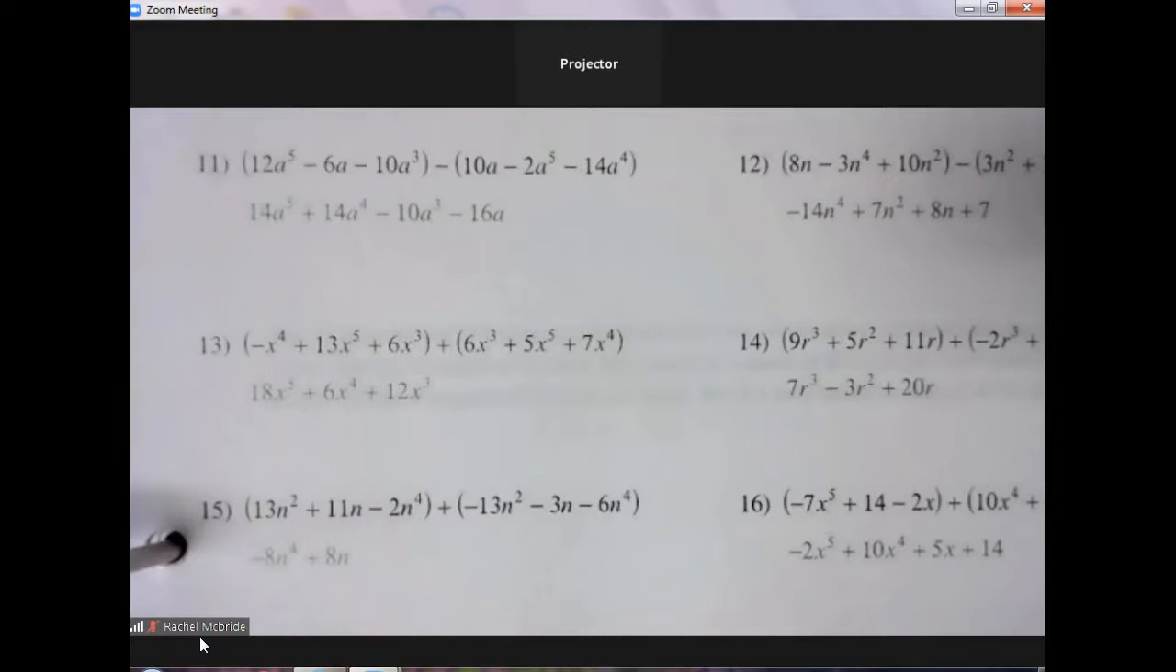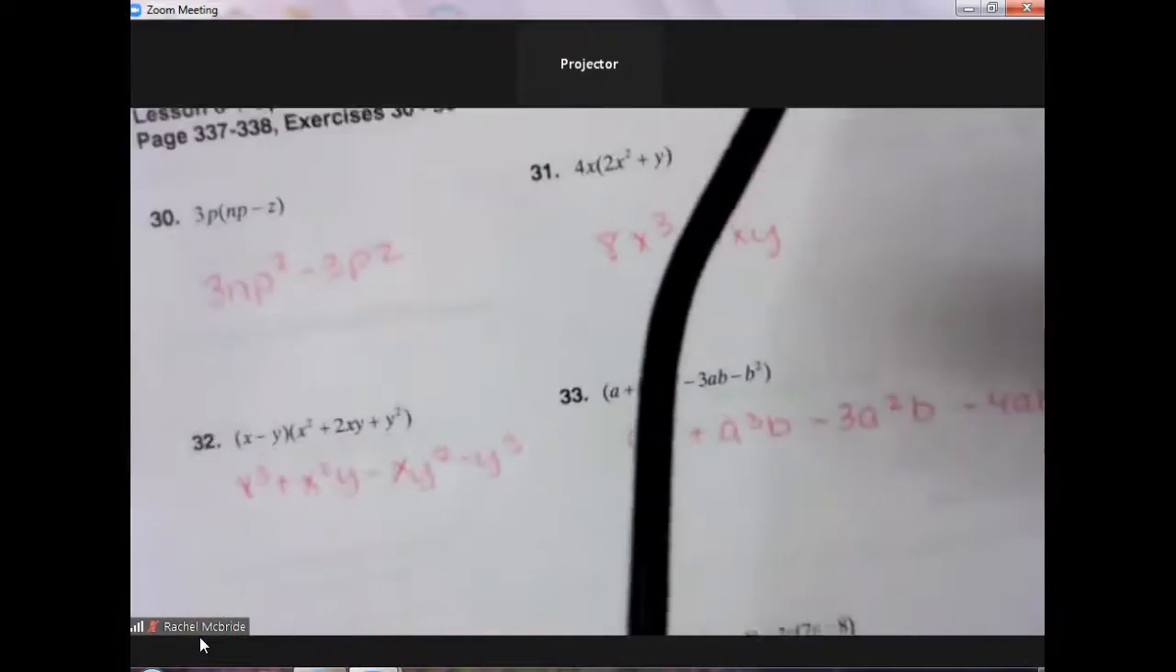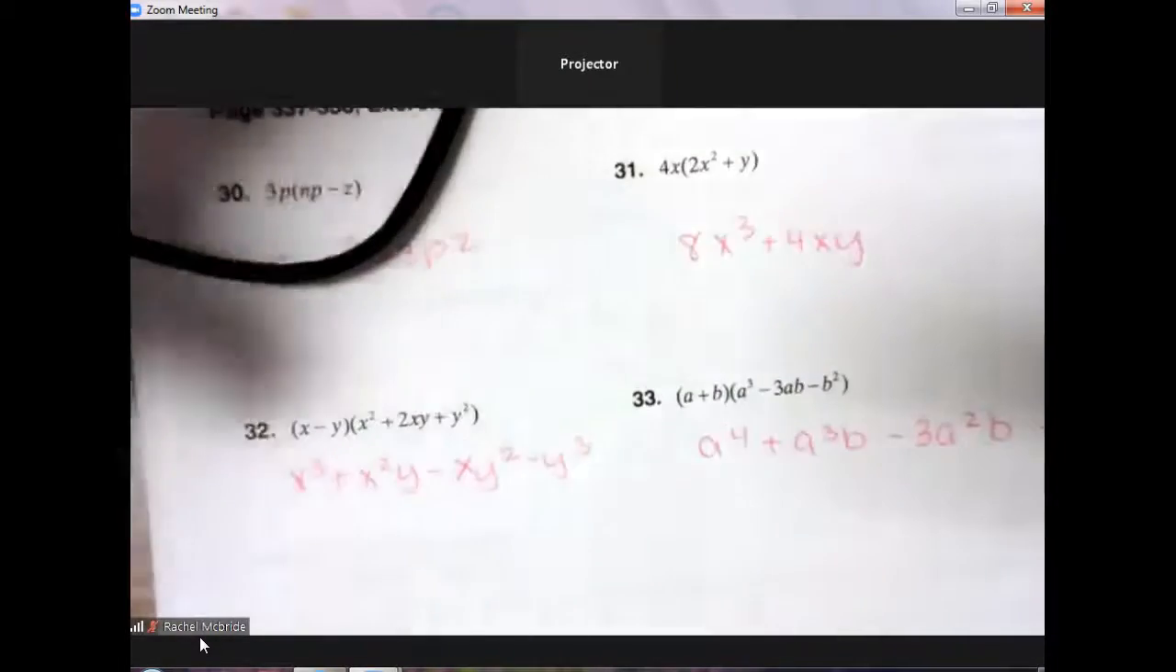And then moving on to the homework from the section in the book. So we picked up with the second part. You guys had to do 30 through 50. So here is the top of that.